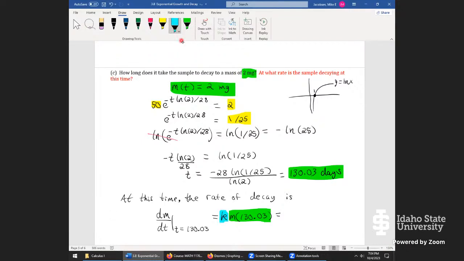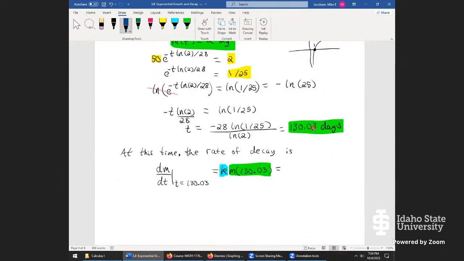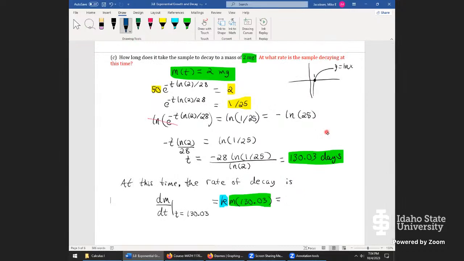We still need the K value. I have completely forgotten what that was. So let me scroll up for one moment. K was natural log 2 divided by 28. So the rate equals the negative of natural log 2 divided by 28, now multiplying 2 milligrams. So it'll be in units of mass in milligrams per day. So whatever that figure comes out to, we're in great shape.